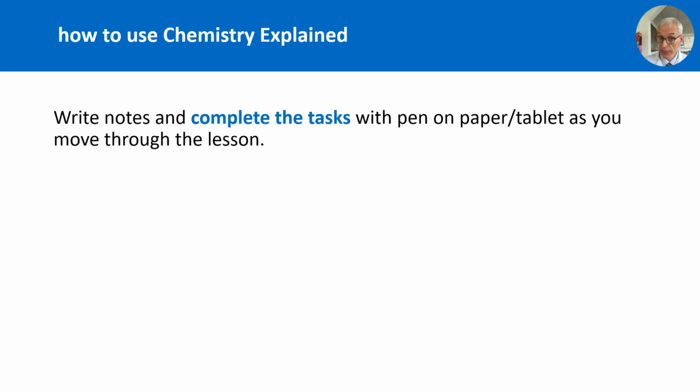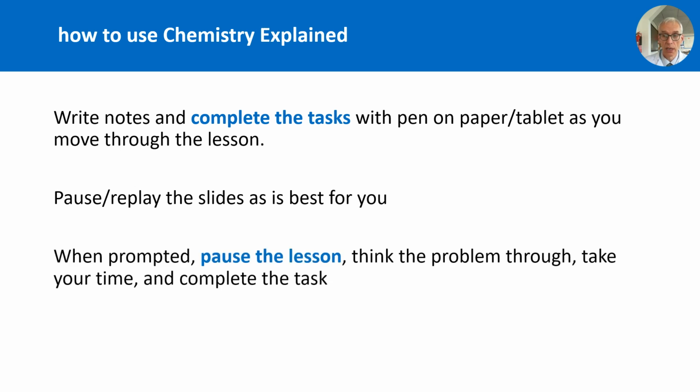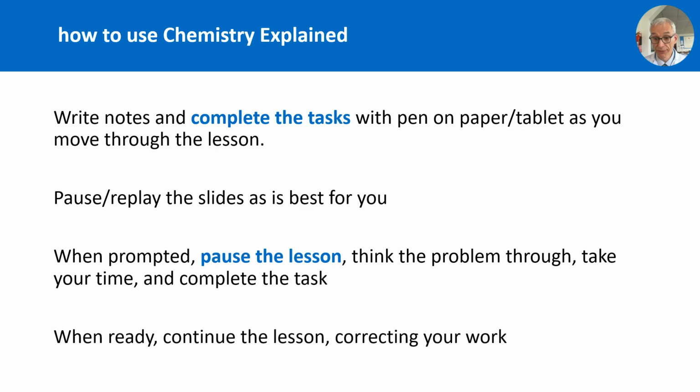Using Chemistry Explained means participating by writing notes and completing the tasks with a pen on paper or on a tablet. Pause and replay the slides at the pace that suits you. Most importantly, when prompted, pause the lesson, think a problem through, taking your time, completing the task before continuing and correcting your work.